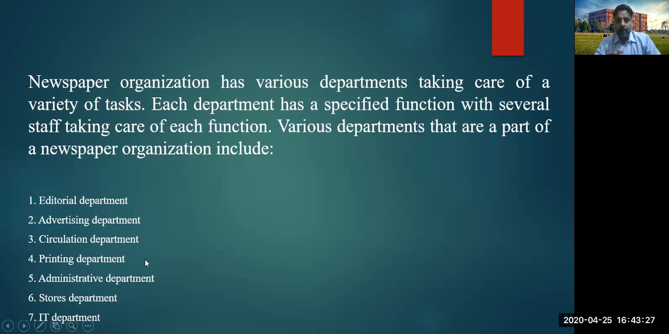These are some major departments, but there are a lot of other smaller departments as well, like creative or photography or camera department, or the technical department or the broadcast department. But these are the seven main components of any news organization that are necessary to function that organization smoothly.